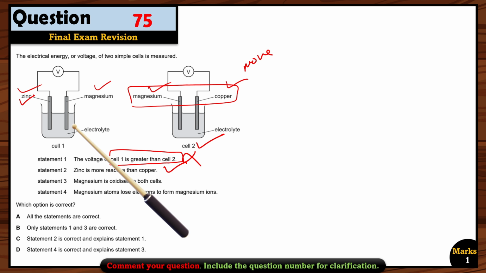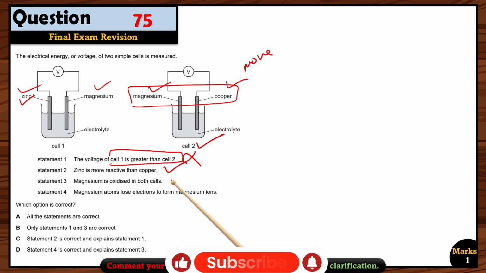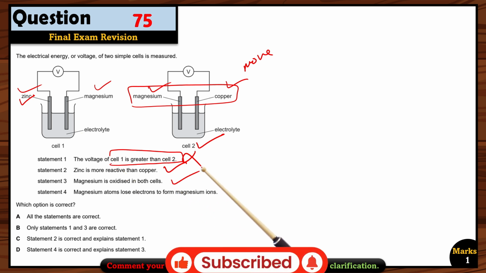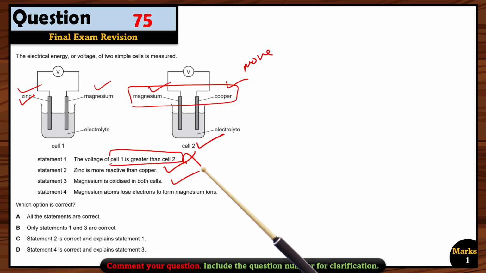Highly reactive metals are the metals that oxidize very quickly because metals love oxidation. They love to lose electrons, right? Oxidation is losing of electrons. So if any metal is more reactive, it will lose electrons quickly. So magnesium is going to oxidize in both the cells first, because copper and zinc are less reactive than magnesium. So of course this is right. Magnesium atom loses electrons to form magnesium ions. Yes, that's right, because it's oxidized, right?